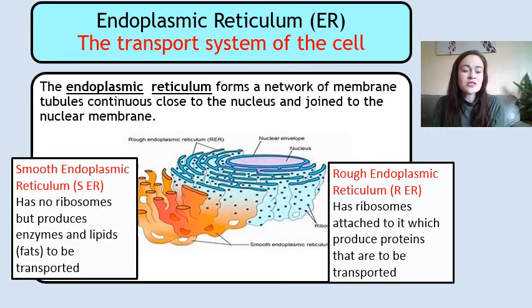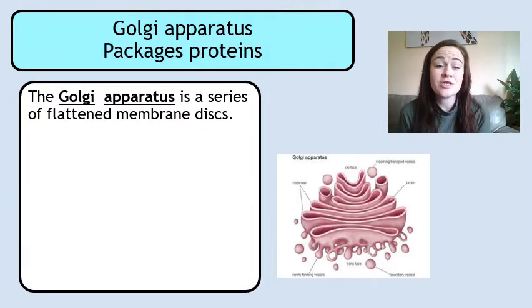Now we've also got the smooth endoplasmic reticulum, which is SER. It's got no ribosomes, however it does produce enzymes and lipids. So it's not just proteins that we're talking about here, we're talking about lipids, which are a type of fat, and those are going to be transported as well. So the ER transports the proteins to the Golgi apparatus, and that is responsible for packaging the proteins. It's a bit like a little post office.